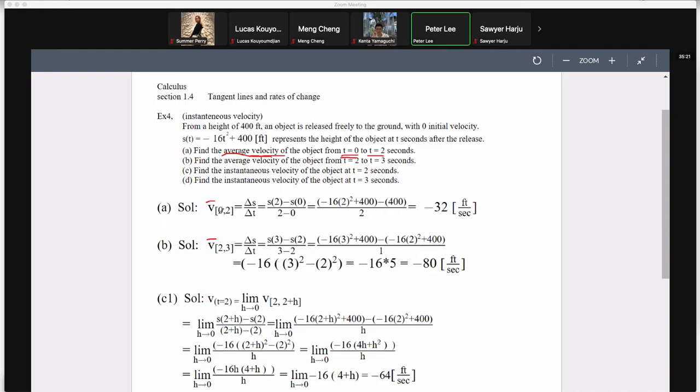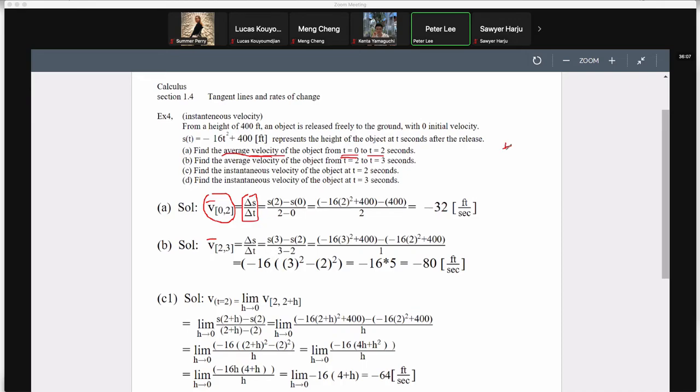This is what they're asking. This is the notation for the average velocity of the object from t equals 0 to t equals 2 seconds. That's the notation we use here. So v bar on the interval 0 to 2. What is the average velocity? The average velocity is the change in position over change in time. So this will be the position at 2 seconds minus the position at 0 seconds, over 2 minus 0.